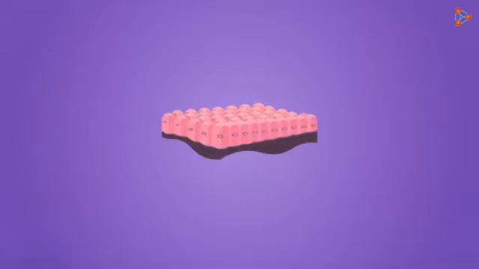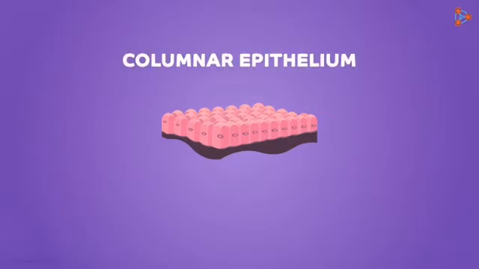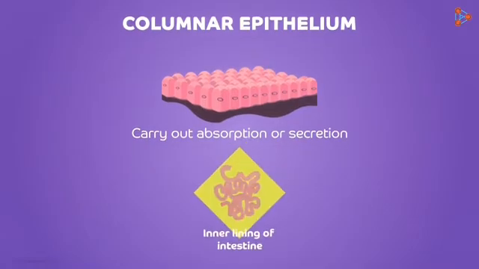Furthermore, if you observe these types of cells, they are tall cells known as the columnar epithelium. They are tall column-like cells. And here also, where are they located? Well, first of all, they are basically located at the basement membrane. And the function which they carry out is absorption or secretion also. There are many other functions, but these two are the basic functions.